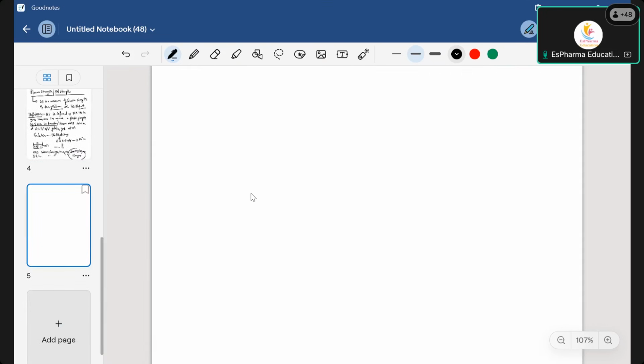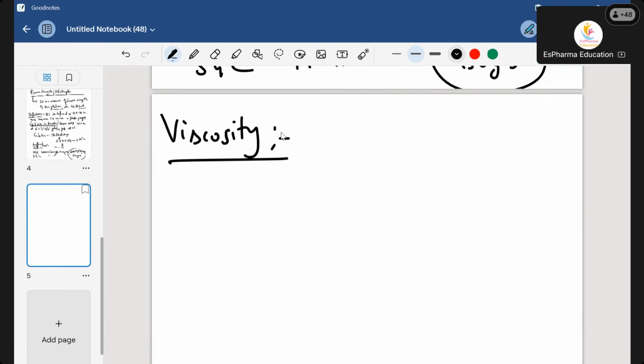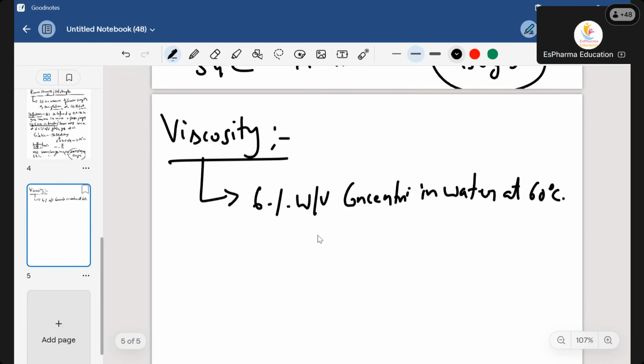The second parameter we have to consider while preparing the gelatin shell is viscosity. Please keep the heading: after Bloom strength, the second parameter is viscosity. The viscosity of the gelatin is considered on a 6% concentration. It is considered as 6% weight by volume concentration in water at 60 degrees centigrade. What is the range of this viscosity? It can range from 25 to 45 millipoise.